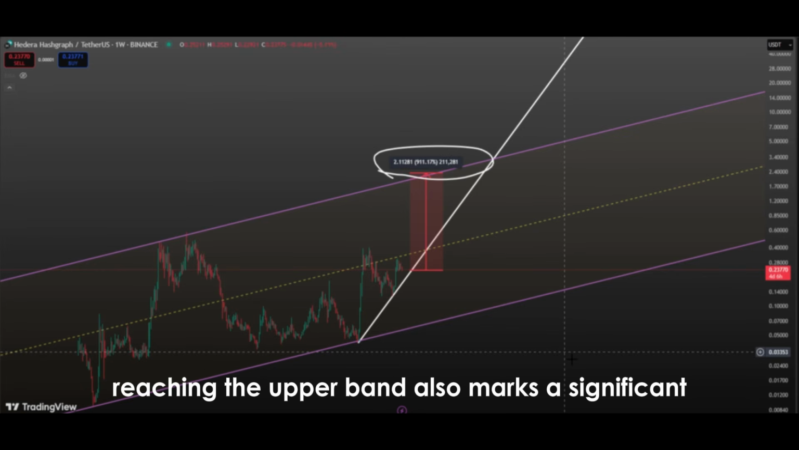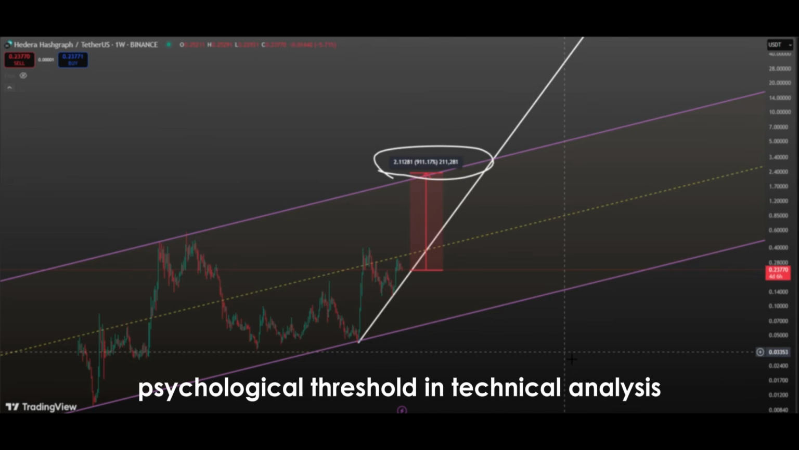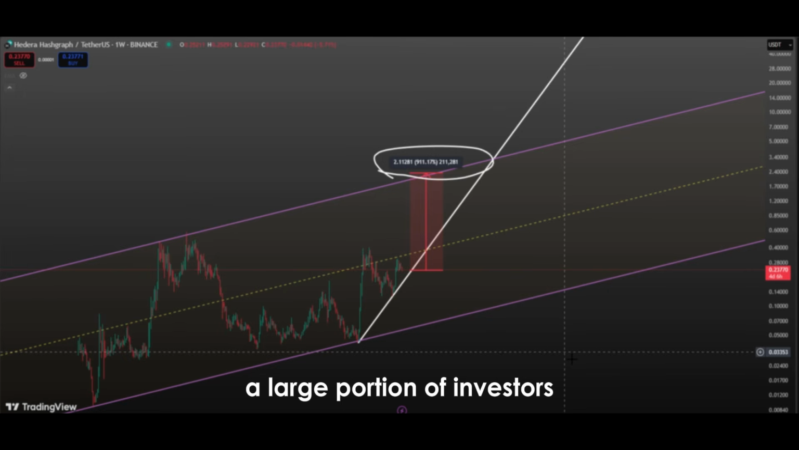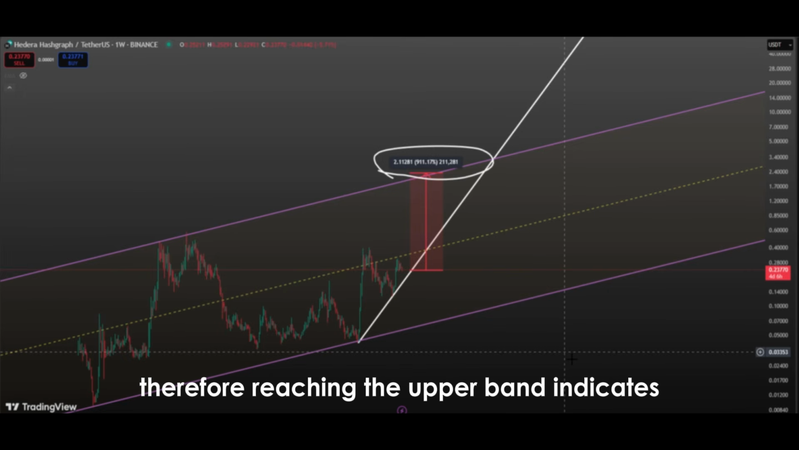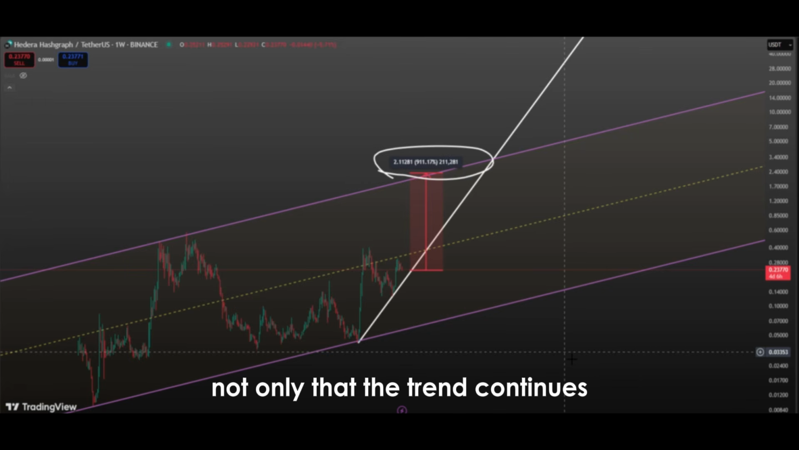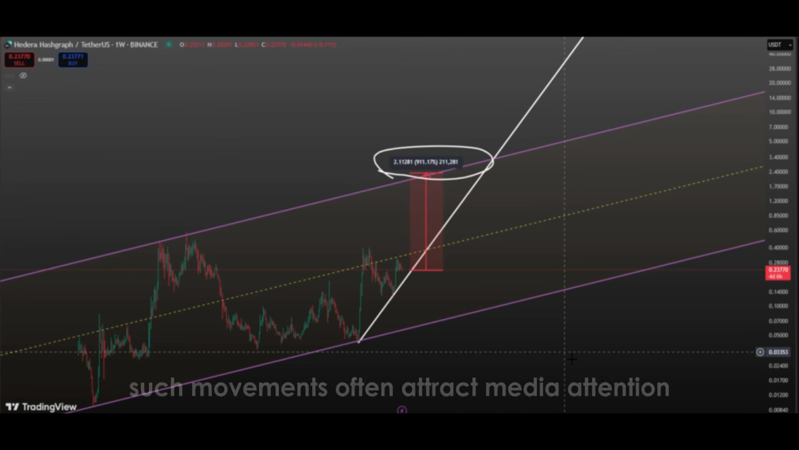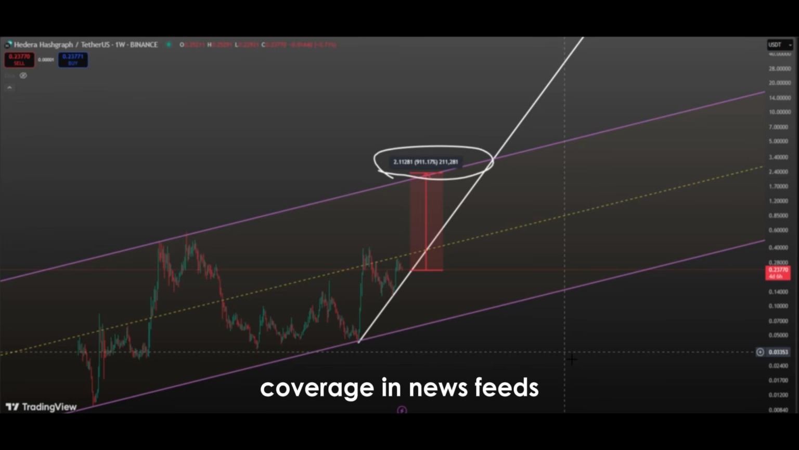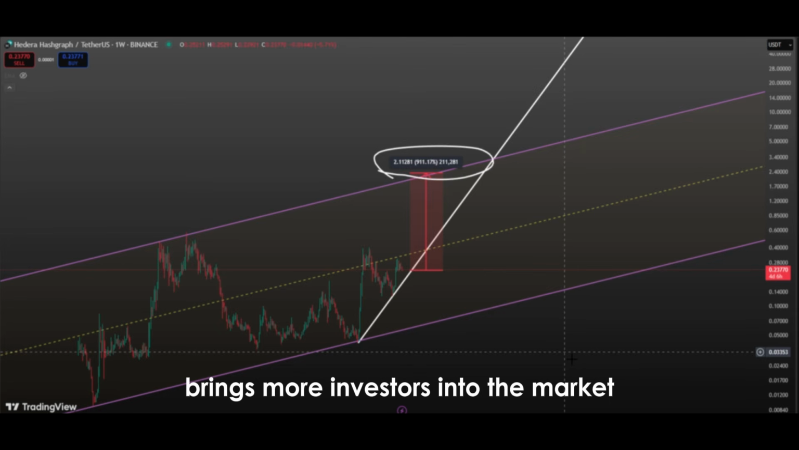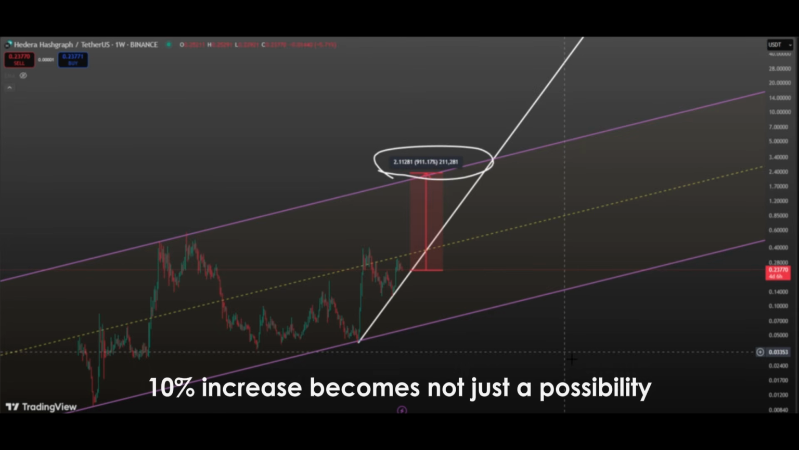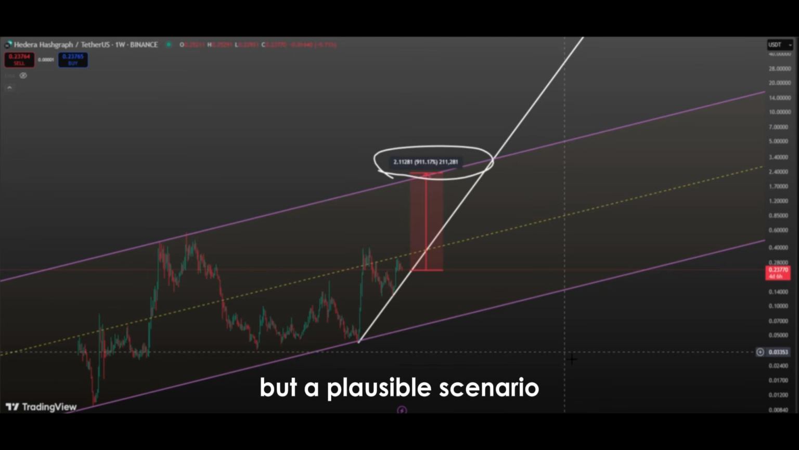Reaching the upper band also marks a significant psychological threshold in technical analysis. A large portion of investors perceives this level as a success point. Therefore, reaching the upper band indicates not only that the trend continues, but that a larger rally is imminent. Such movements often attract media attention. Coverage in news feeds brings more investors into the market. Thus, a 9–10% increase becomes not just a possibility, but a plausible scenario.